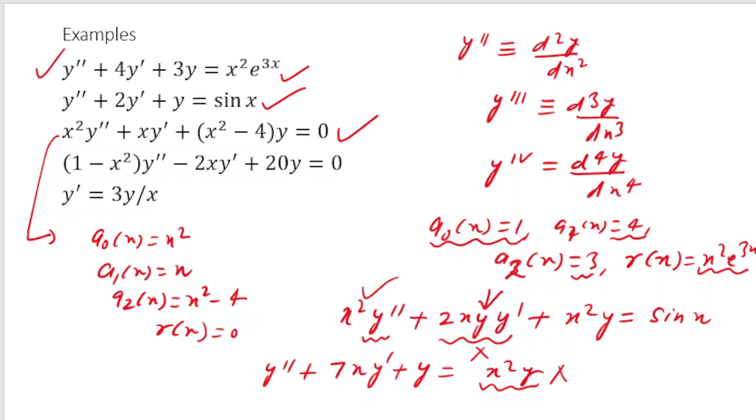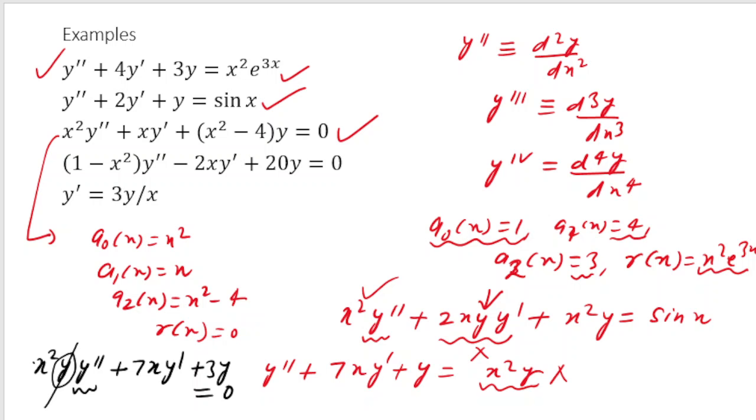If I write one more example, that I write x square y double dash plus 7xy dash plus 3y is equal to 0. So this is a non-linear differential equation, because you can see that with y double dash we have a term of y which should not be present. So if I remove this term of y, now it becomes linear, right?